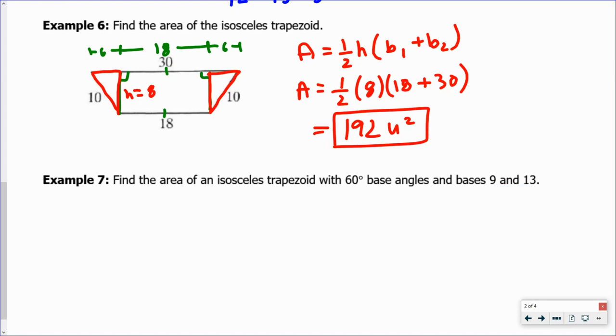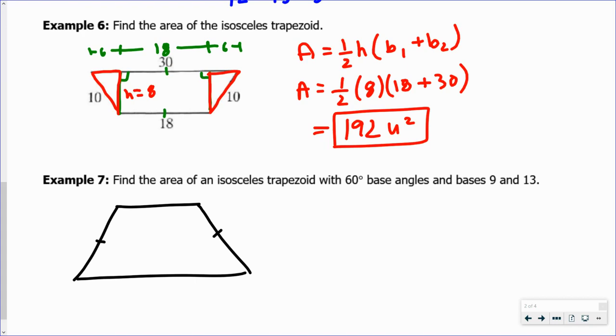This is find the area of an isosceles trapezoid with a 60-degree base angle and bases that are 9 and 13. In this case, clearly we do not have a diagram, so my suggestion would be to draw one so that way you can label it with the given information, label it with your knowns, and also with your unknowns. So I'm going to do my best to draw an isosceles trapezoid. Off to a bad start. Okay, so something like that. Isosceles trapezoid, the legs are the same. Base angles are the same as well.